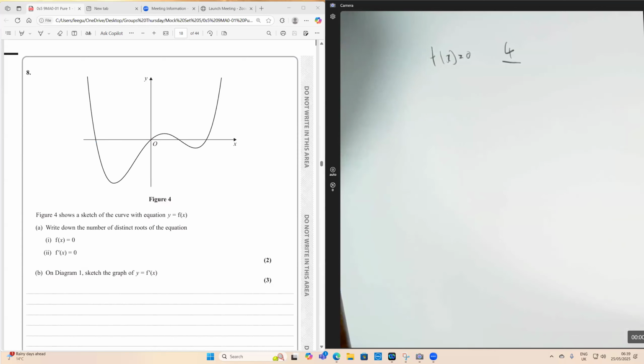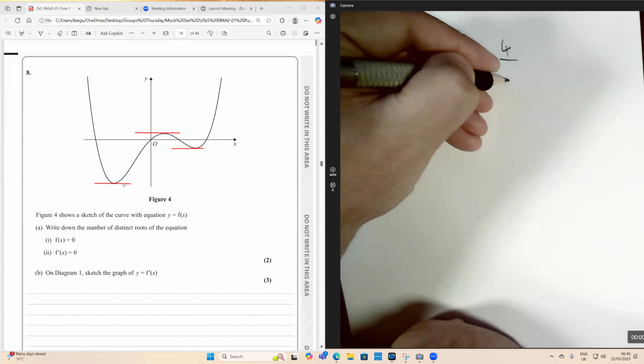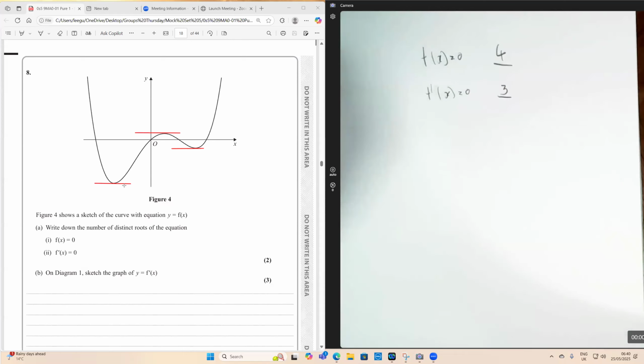The next point, let's have a look at that. It says f dashed of x is equal to 0. What that's basically saying is, where is it the case that the gradient is equal to 0? And the gradient is equal to 0, we can see there, and there, and there. So therefore, f dashed of x is equal to 0 has three distinct roots. Okay, that's quite nice, actually.